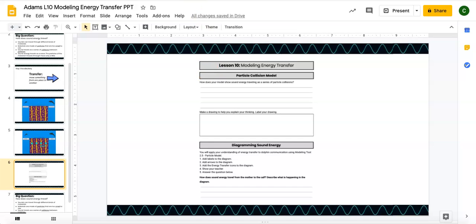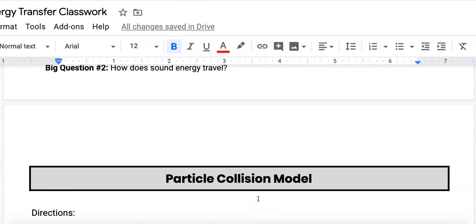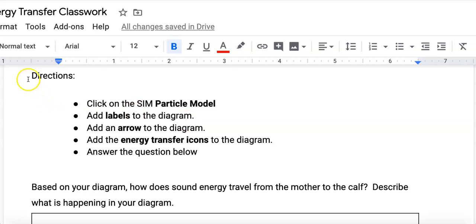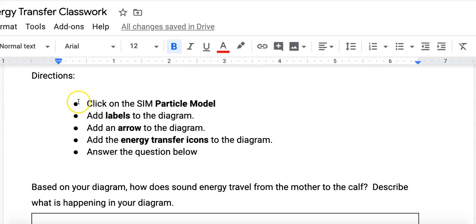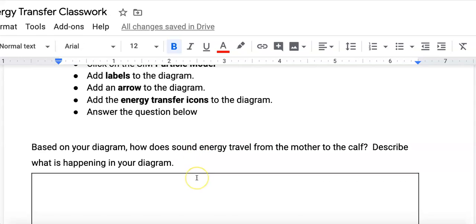When you complete your work, let's go ahead and go over what that looks like. So here are the directions again that you're going to follow. It's exactly what I did in my simulation. To get there, you need to follow these exact directions, you guys. Please make sure you are reading carefully. Please make sure you're following the steps so that you can understand what's happening in your simulation. You're going to click on the sim particle model, which I did, which was the blue number 1. You're going to add your labels, your arrow, and your energy transfer icons. After you do that, you're going to go ahead and answer the questions below.